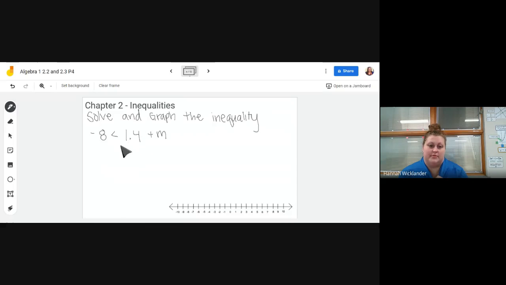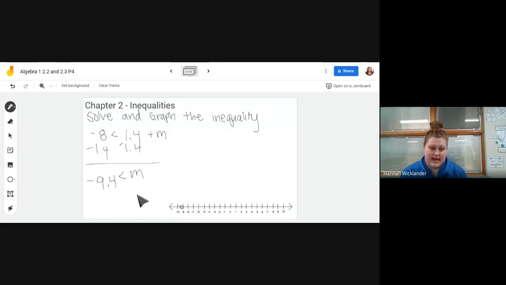So I'm going to subtract 1.4. And m is greater than -8, and subtracting 1.4 will give me -9.4. So just do your best to get it on the graph where you think it would be. Doesn't have to be perfect.